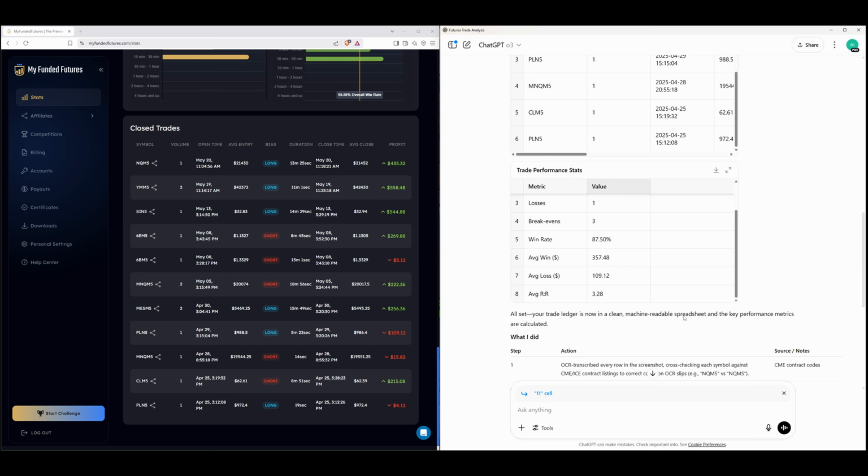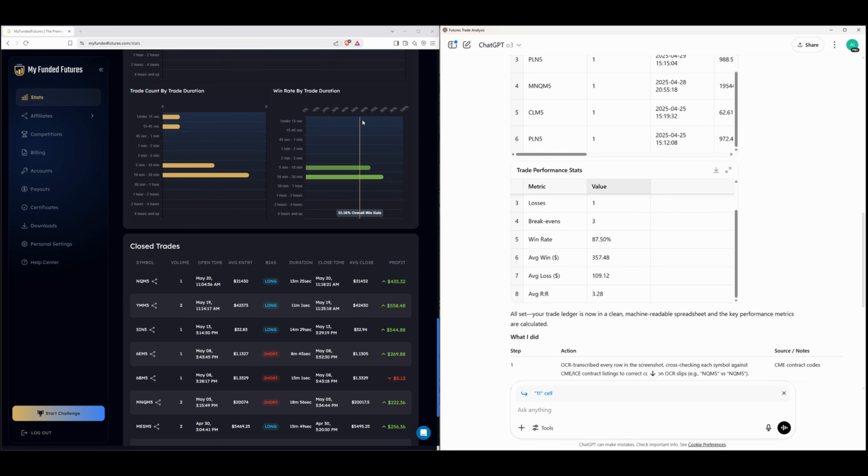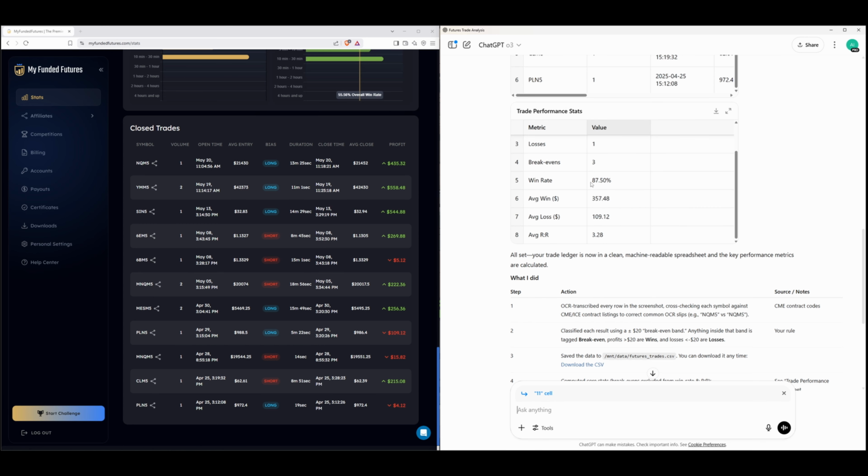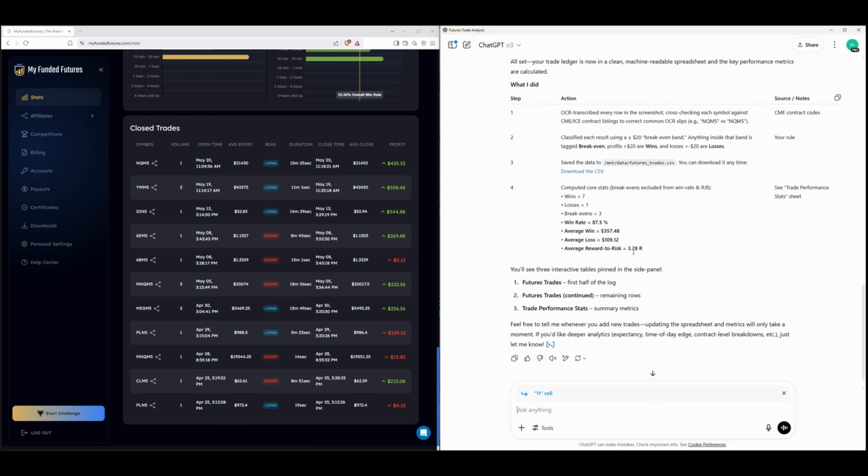Okay, so this is why I like to use my own custom tools to give me my win rate, because my funded futures thinks my win rate is 55% because it doesn't realize that these $5 and $4 and $15 trades are break-evens. Okay, and obviously there's a test trade there and there's a test trade there just to make sure the connectivity was fine. So 87.5%.